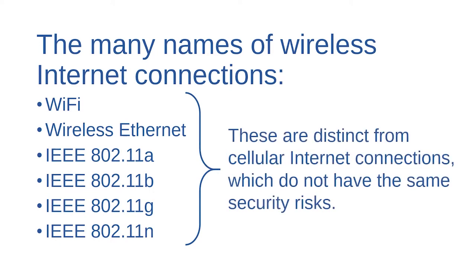These types of connections are distinct from cellular internet connections, which do not have the same security risks as Wi-Fi connections. In this class, when we talk about wireless networks, we're going to stick to the traffic traveling between a Wi-Fi enabled device, normally a computer, a tablet, or a smartphone, and a wireless internet router. To be clear, the issues we're introducing are relevant to your phone when your phone is on Wi-Fi, but they probably aren't relevant to your phone when you're using your phone's mobile data connection.